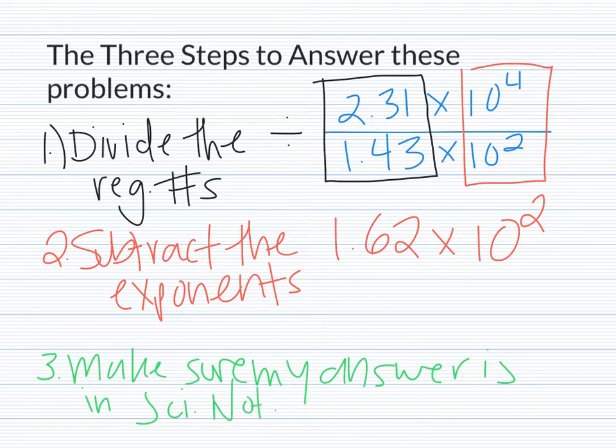So keep that abbreviated just for now. But once again, make sure that my answer is in scientific notation. Is it a number, decimal point, number, times 10 to the something power? In this case, it is, so I do not need to do anything.